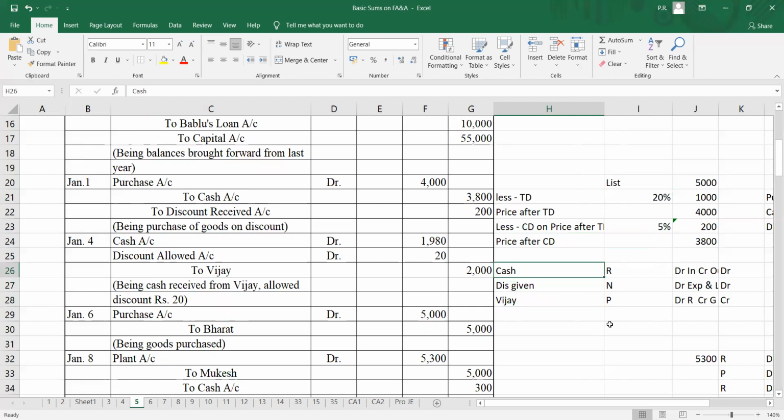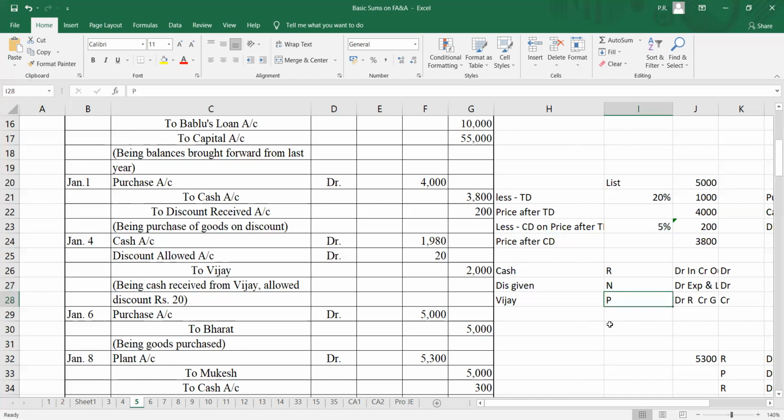So when I say cash, we are saying that cash is a real account. Debit what comes in. So in this case, cash is coming in. So we'll say debit what comes in. Cash would be debited. Discount given is a nominal account. Over here we are giving discount. So when we are giving discount, it's a loss to us. So we say that debit all expenses and losses will be debited.